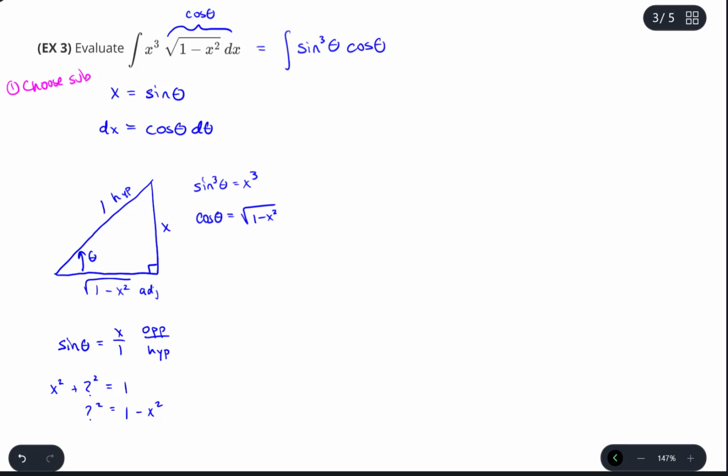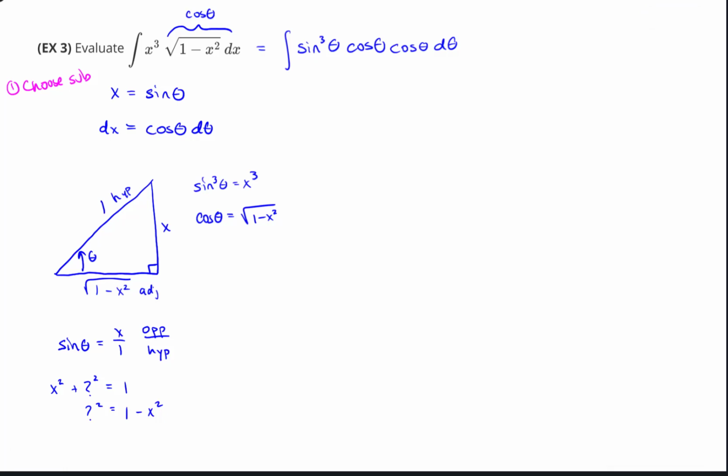Now, of course, if I would have substituted sine squared in for x squared and reduced the square root, it would end up in the same place. It's just a little more efficient using the triangle. And then, of course, the dx has to be transformed using cosine theta d theta. So that gets us to this point.